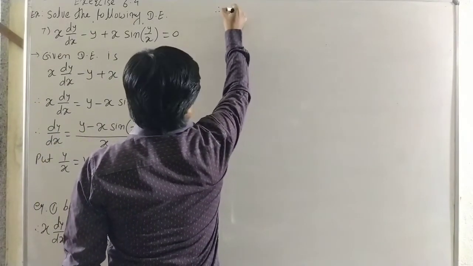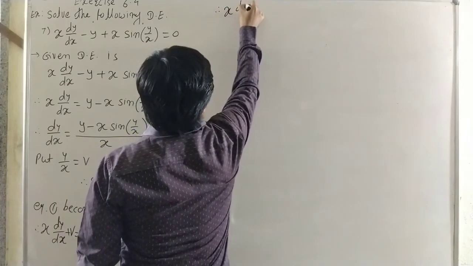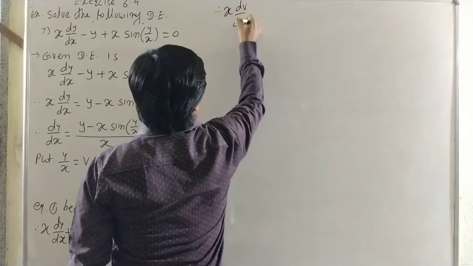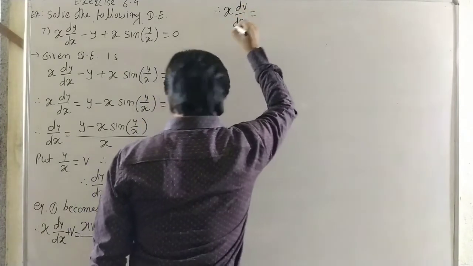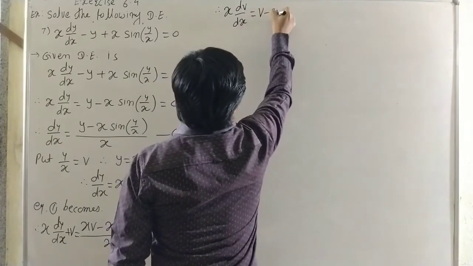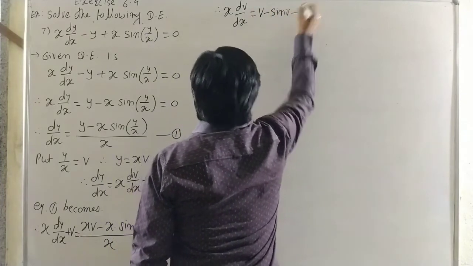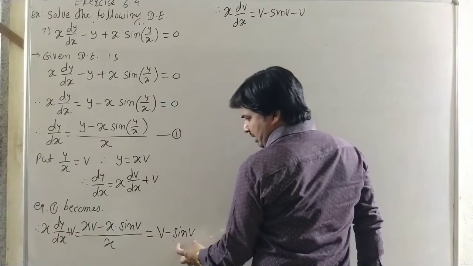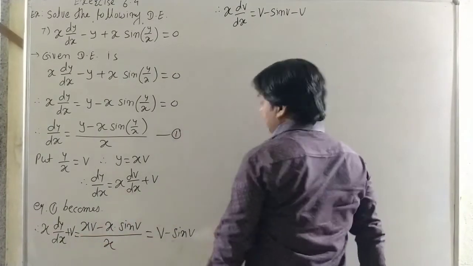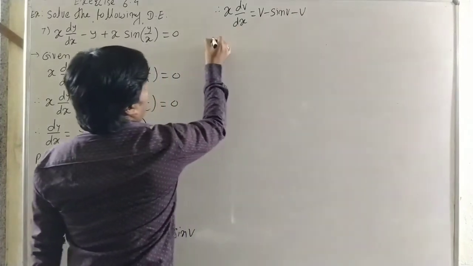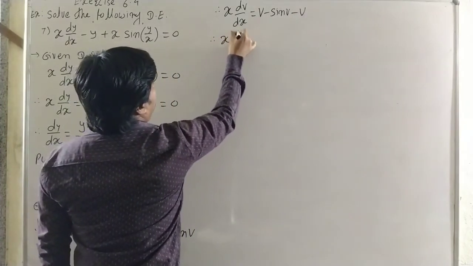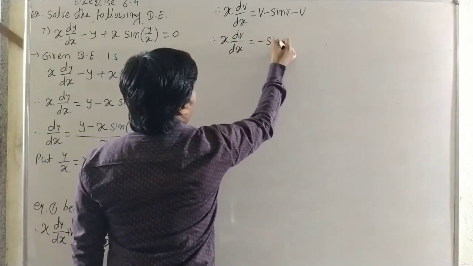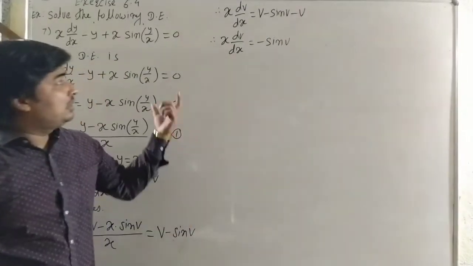Therefore x dv by dx is equal to v minus sin v minus v. This v we can write as minus, then v gets cancelled. We get the differential equation x dv by dx is equal to minus sin v, which is in the variable separable form.